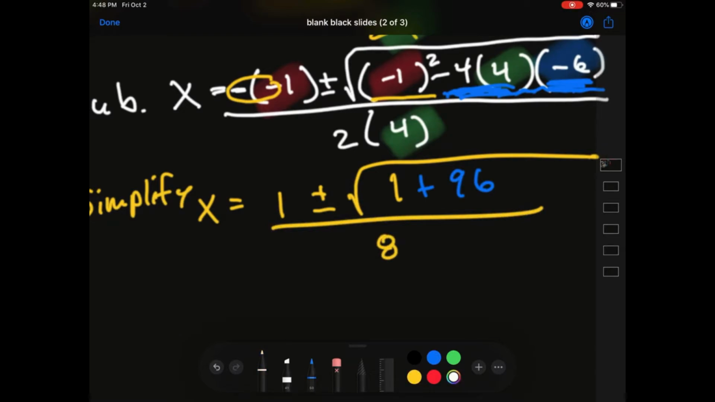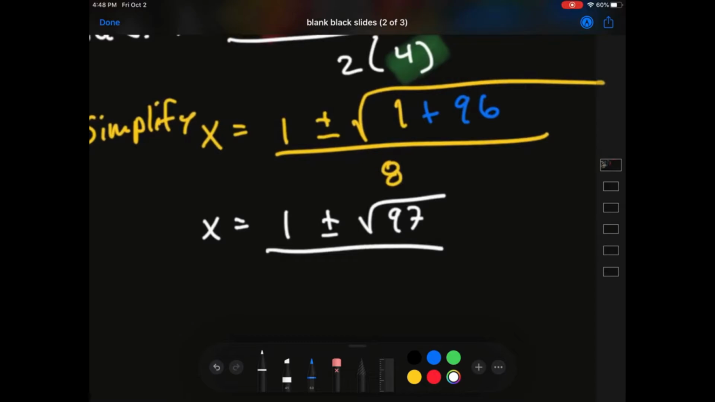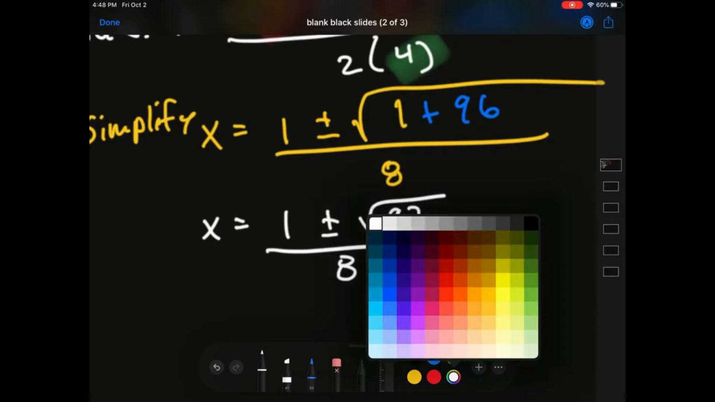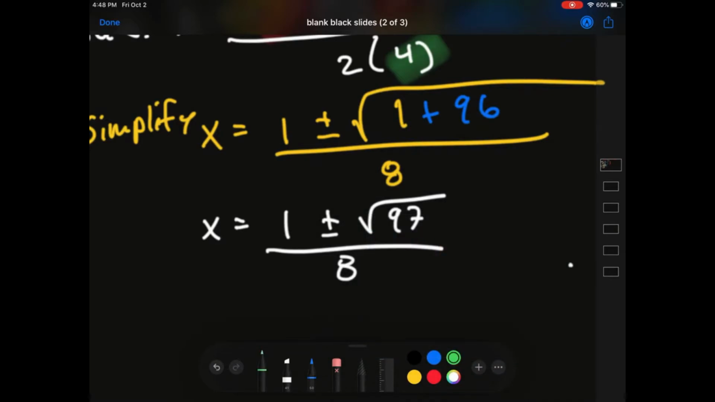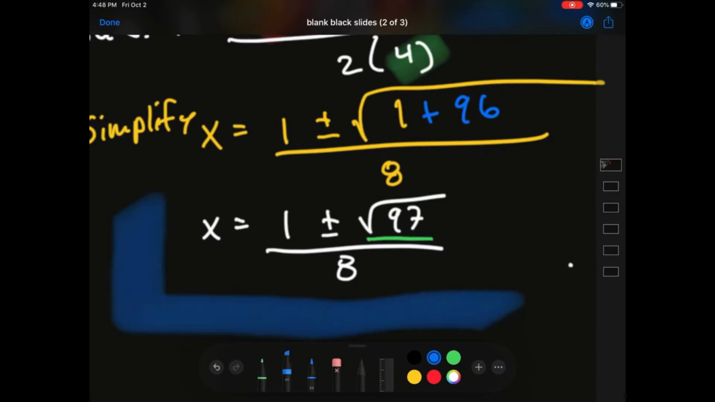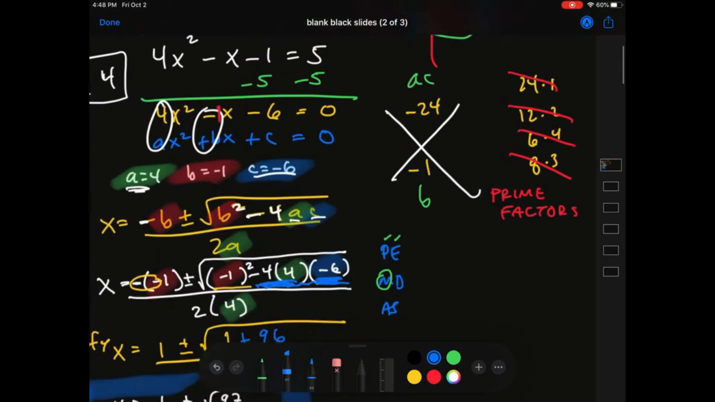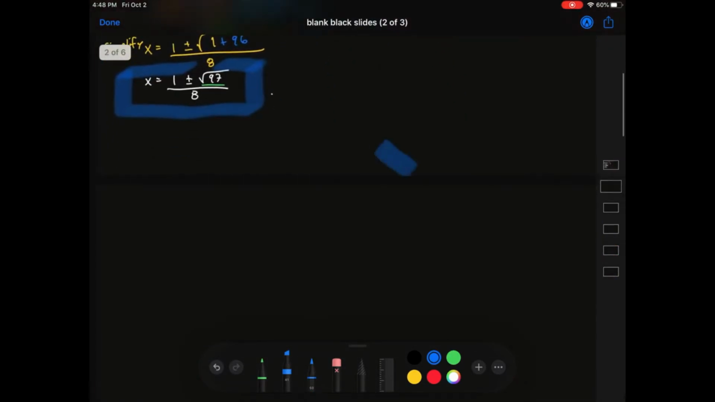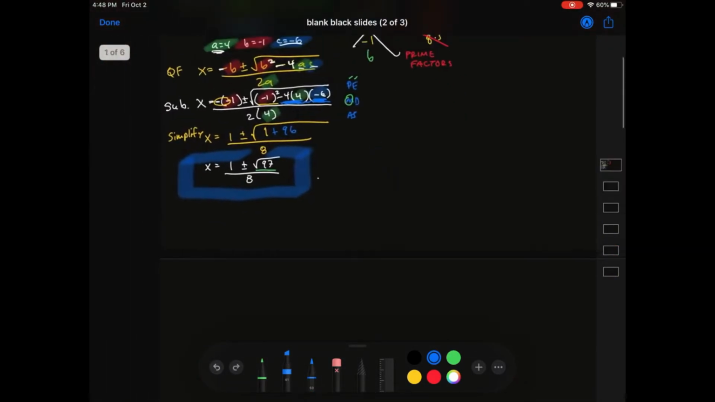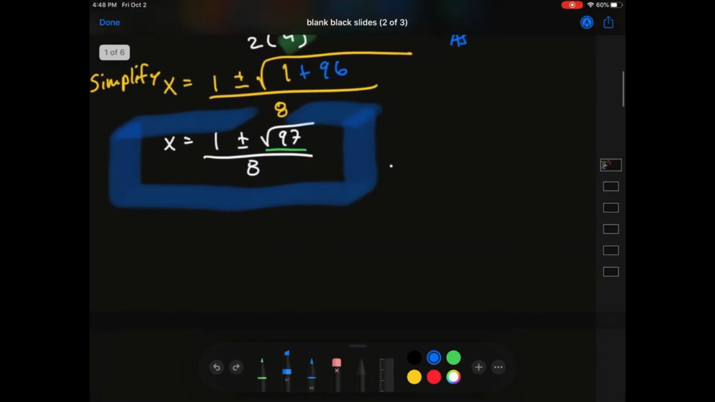Okay, so let's go ahead and simplify now. X equals 1 plus or minus the square root of 97 over 8. Now, 97 is a prime number, which basically means that I can't simplify that anymore. So that is our answer. Remember, let's highlight this in blue. This blue box is our answer, and it represents those 2 dots. It doesn't ask us to do decimals, but the big idea here is that this is an exact answer.